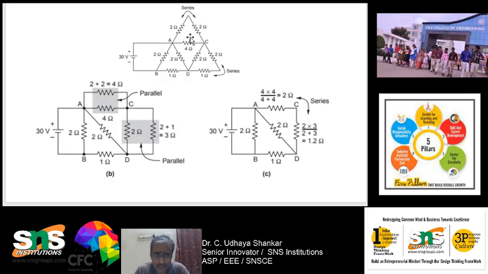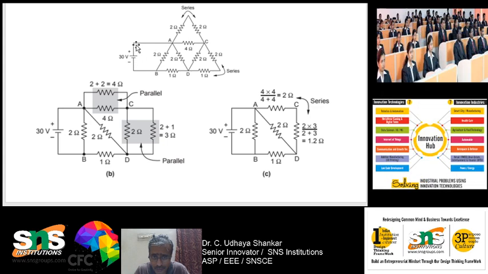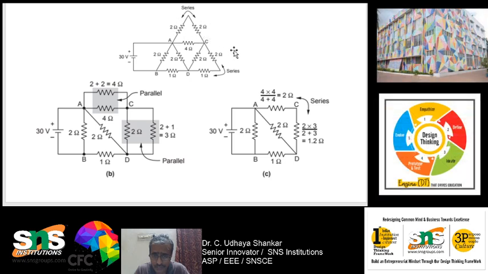You can see from the circuit, this 2 ohms. When the current goes from the 30 volt source to point A, from point A the same current flows through both the 2 ohm resistors. So you can see that both are connected in series. Similarly, the current in this 2 ohm and this 1 ohm resistance will be the same, so both are connected in series.